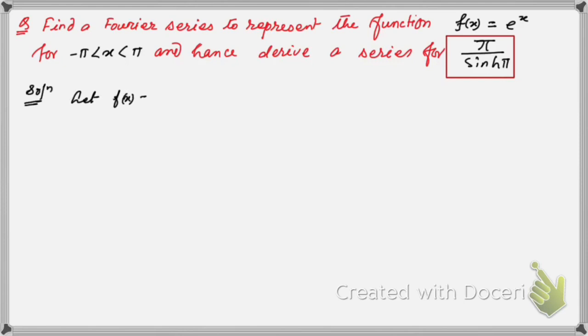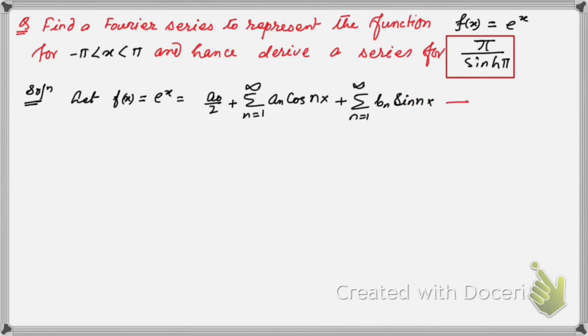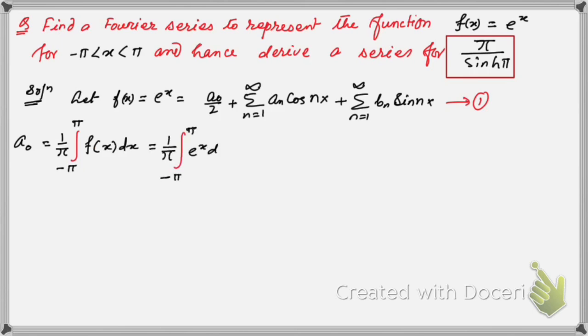So this is the function f of x, e to the power x. Let this be the Fourier series, and let it be equation number 1. Then how to find a naught? I have already explained many times in this video as well as in previous videos. How to find an we have already discussed. Now here the interval is minus pi to plus pi, so f of x dx, and if you put f of x equal to e to the power x dx, again here the result is going to be e to the power x.